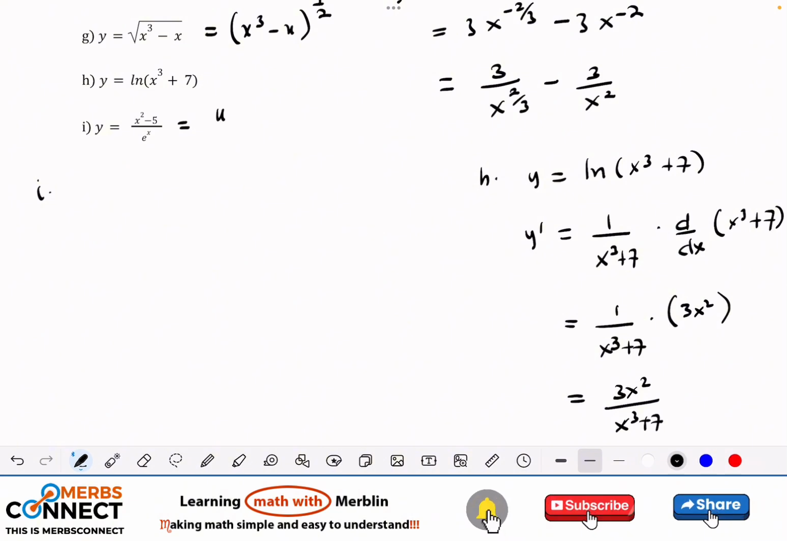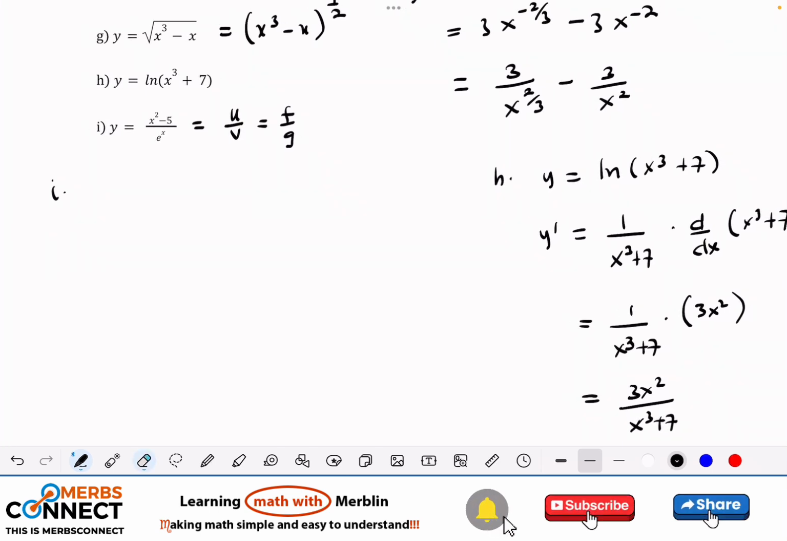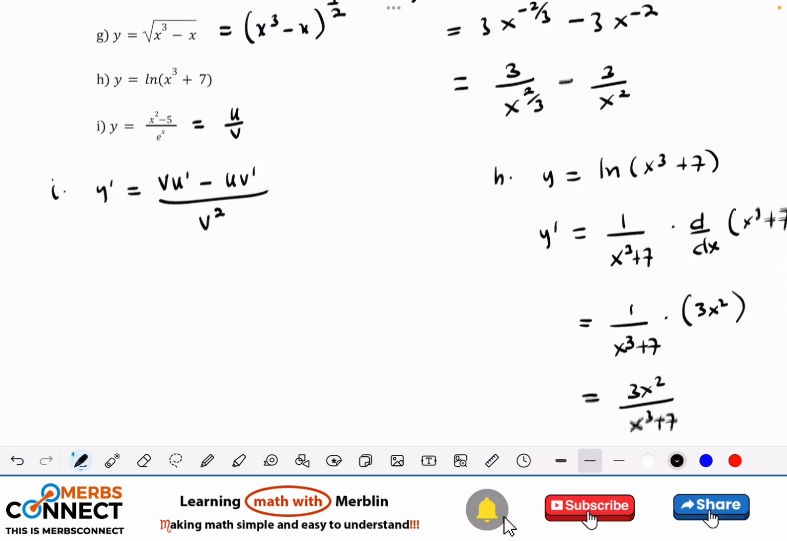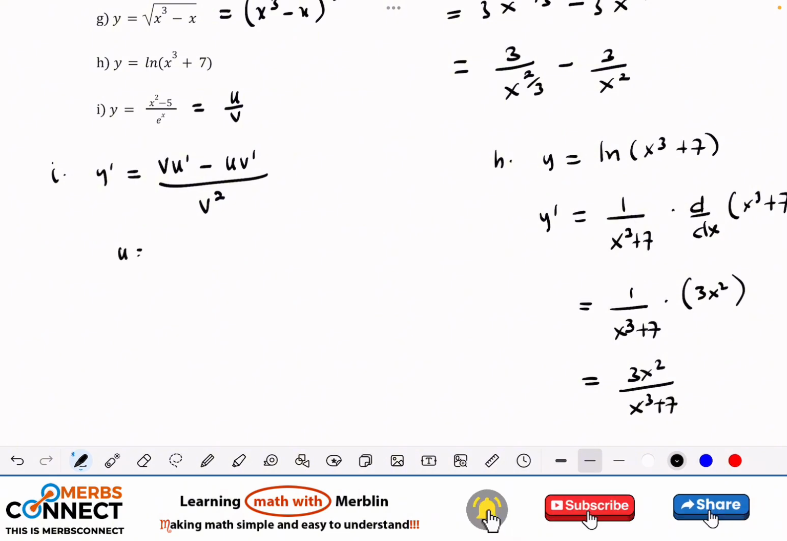So u over v. If you don't like u over v, you can also say something like f over g. It's the same thing. Anyone that you want to use is the same thing. So it means that y prime, based on the quotient rule, is v u prime minus u v prime, divided by v squared. So what is my u and what is my v? I'm going to have u equal to x squared minus 5, and v is equal to e to the power x.